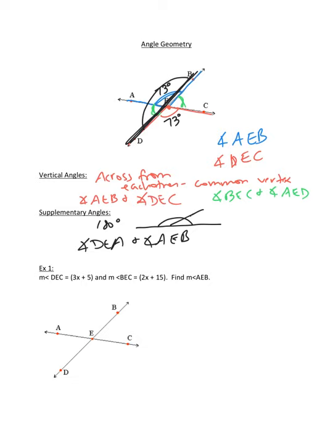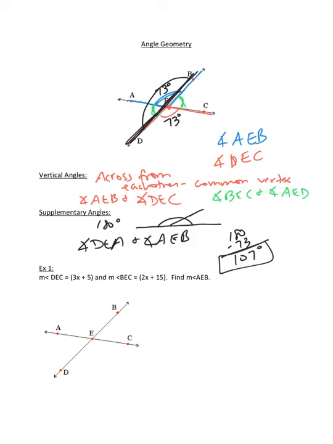They're supplementary. So if AEB is 73 degrees, then I know that the other angle, DEA, must measure, I'm trying to subtract 180 minus 73. So it would be 107 degrees.